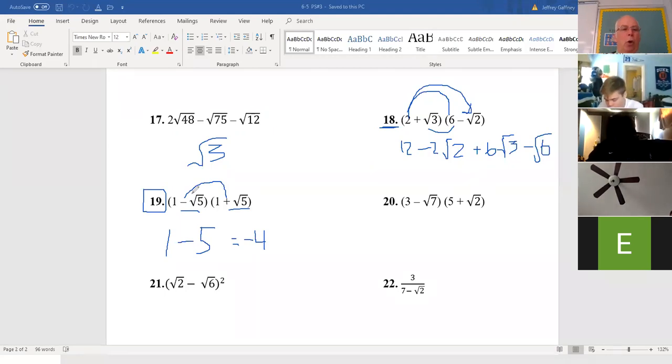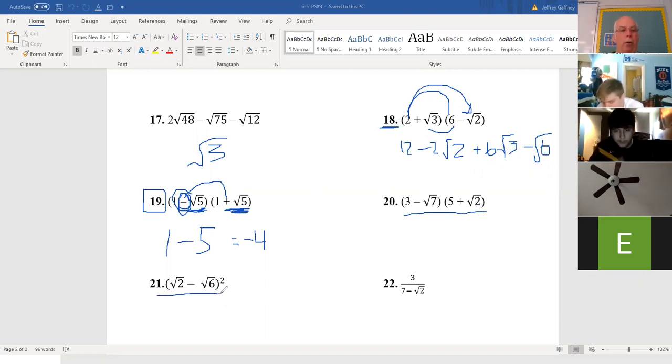But this is only true when this value and this value are exactly the same with opposite signs. FOIL will always work. I'm just trying to save you some time, okay? You're going to FOIL these guys. If you want to copy it down, you can do that later, all right?